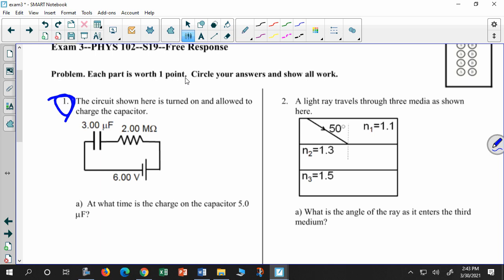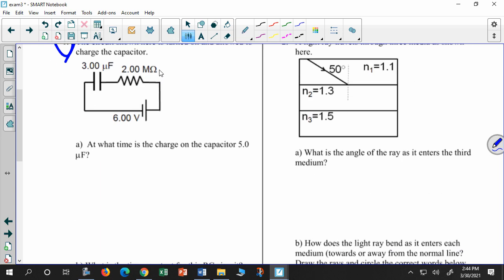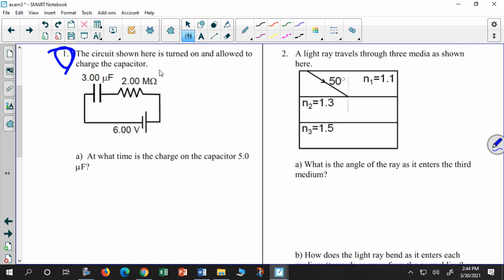So y'all practice this tonight. Make sure that you can do it without even really thinking about it at all, that you can do it in just a couple minutes, okay? So here, I want to know at what time is the charge on the capacitor 5 microfarads. You can look on my equation sheet, but you shouldn't have to, because you know this question cold by tomorrow.